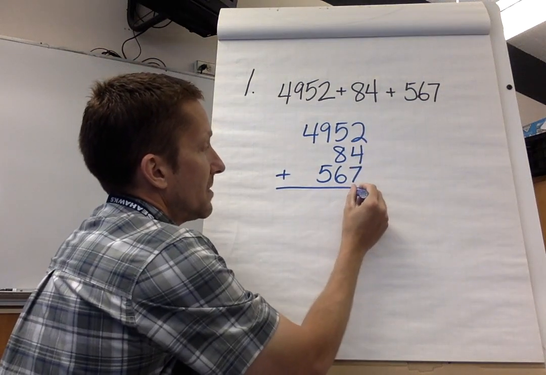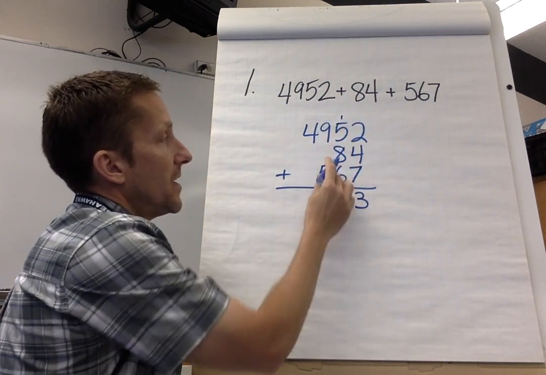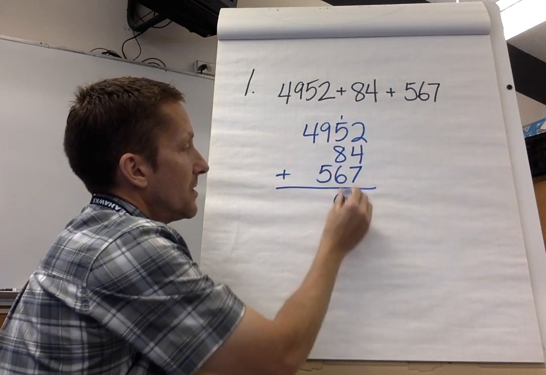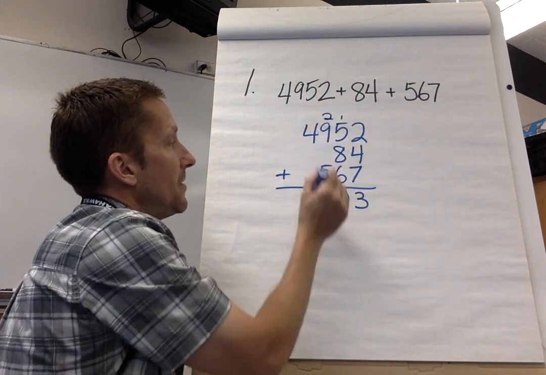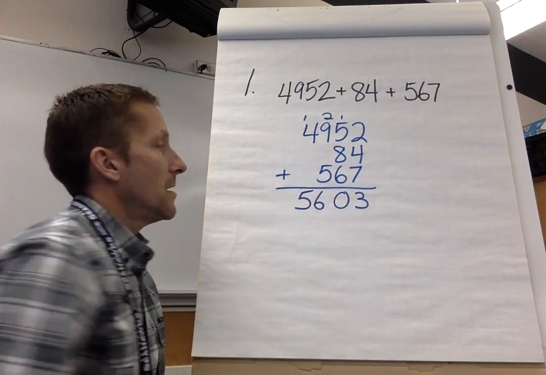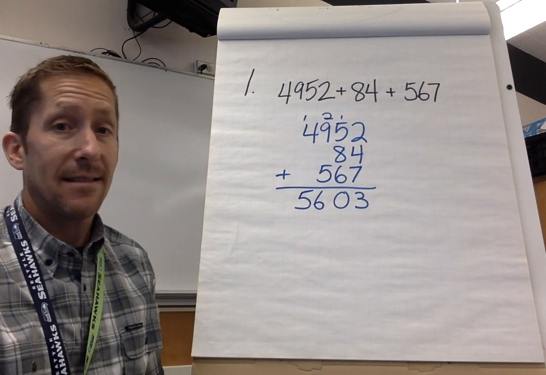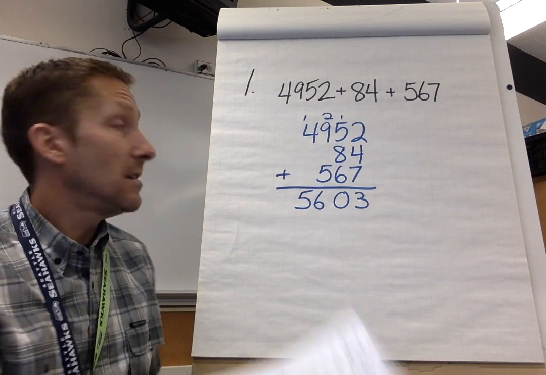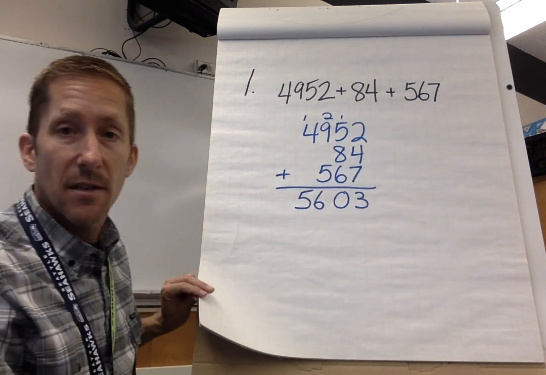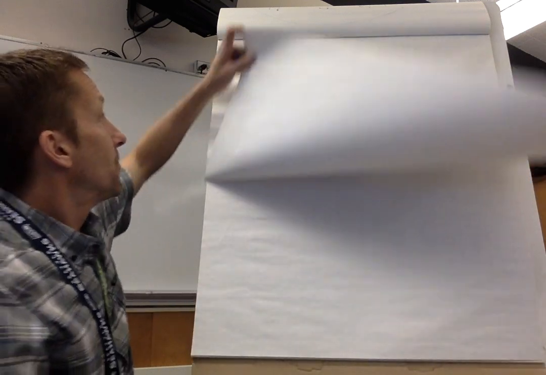2 and 4 is 6, and 7 is 13, carry the 1. 6 and 8 is 14, plus 6 is 20, 11 and 5 is 6. I get 5,603. Again, that's not the same problem you had on the quiz, but if you follow this strategy, you can make the fix.